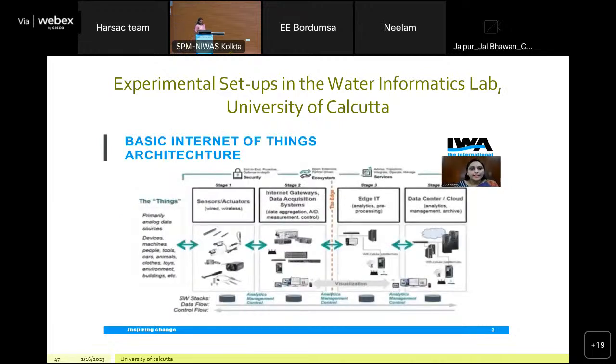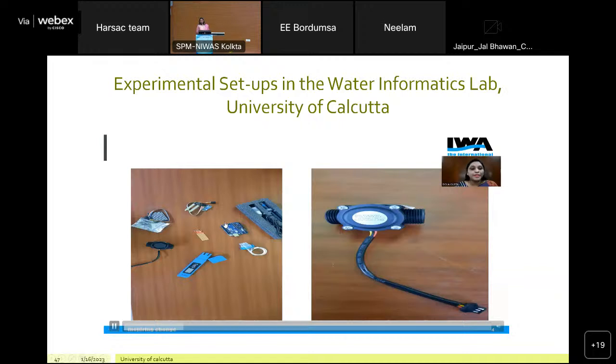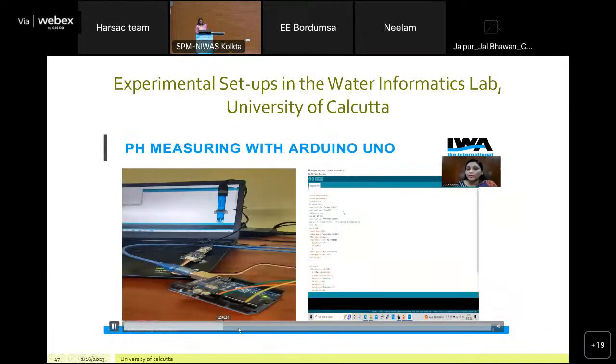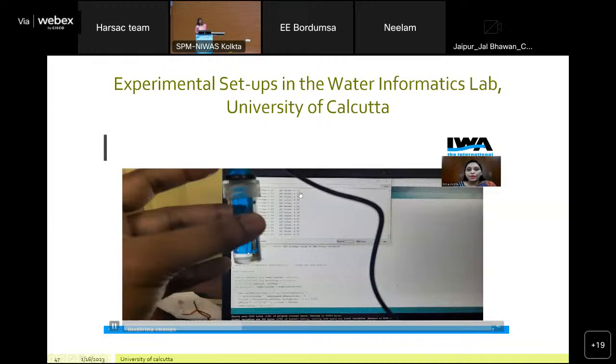So you can see that this is a very common architecture for analytics we have procured in the water informatics lab in the University. This is an Arduino Uno board, which is open source software. This is a real-time system with the pH sensor that we are deploying, and through it we are measuring the pH value of water, which should be close to 6.5 to 7.